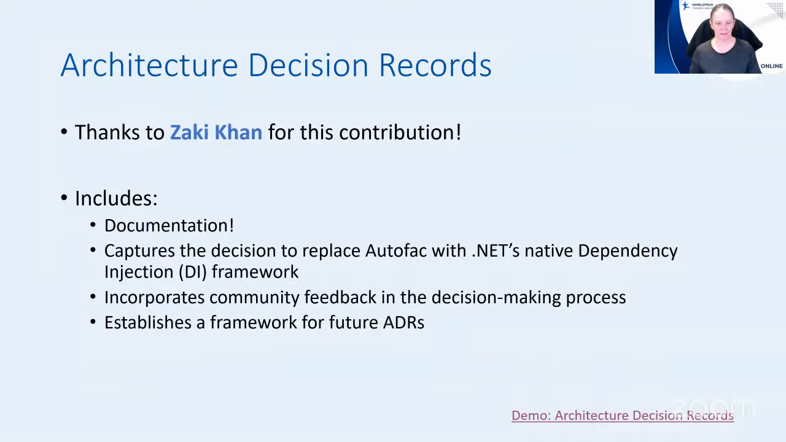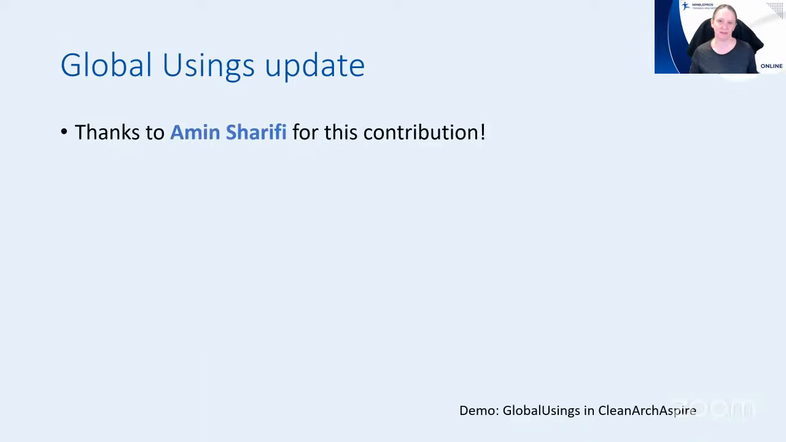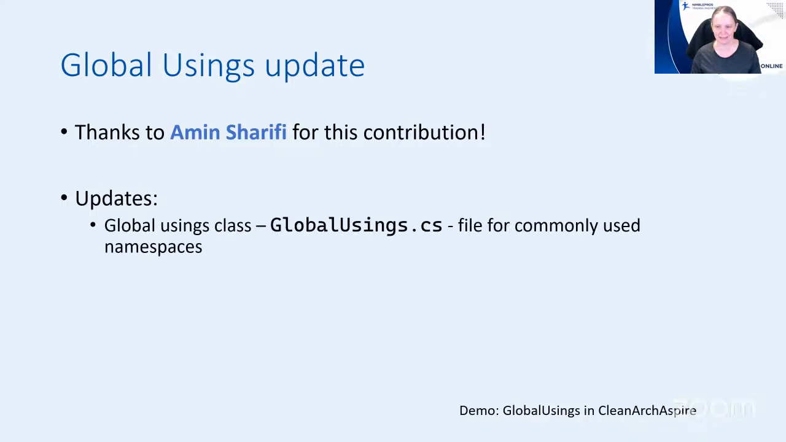All right. So we looked at .NET 9, we looked at .NET Aspire, we looked at architecture decision records have been added. The next feature I want to show you is global usings. So global usings, thanks to Amin Sharifi for this contribution. And what this allows us to do is put all those long using statements that we use in every file in a project in its own global usings file called globalusings.cs. This is done at the project level, and it's one point of making updates rather than having to visit each and every file that calls those usings.